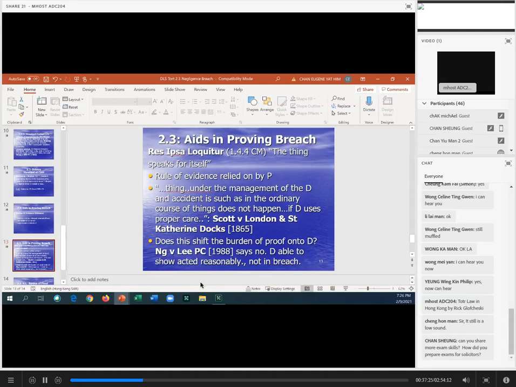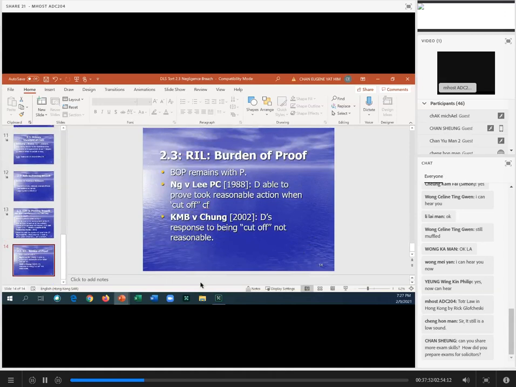Okay, and the case you can cite is Scott and London and St. Catherine Docks. Important to note though that with res ipsa loquitur, the burden of proof remains with the plaintiff, unlike section 62. So the burden of proof does not shift onto the defendant if the plaintiff is relying on res ipsa loquitur. And I've got the following PowerPoint that deals with Ng Hoi Lee, contrast, KMB and Chung.